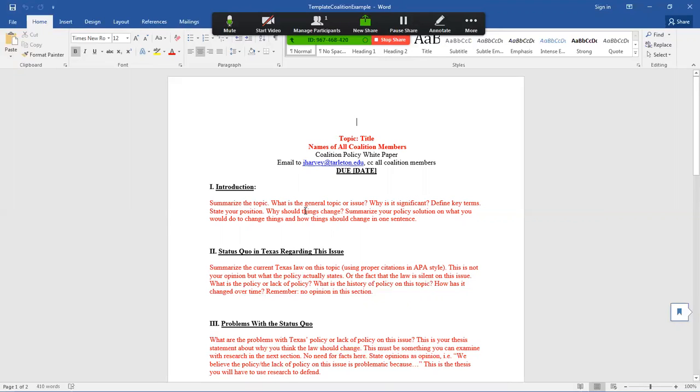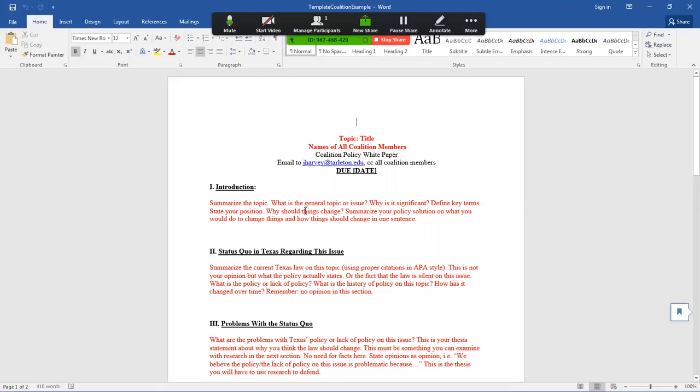So summarize the topic. Vaccinations. Some of you are looking at vaccinations. Summarize the topic. What is a vaccination? What is an inoculation? What's the purpose of it? What does it do? So what is a general topic or issue? Why is it significant? Well, death penalty is significant because it's literally vital. It's life or death. Vaccination is significant because it saves people and eradicates diseases.